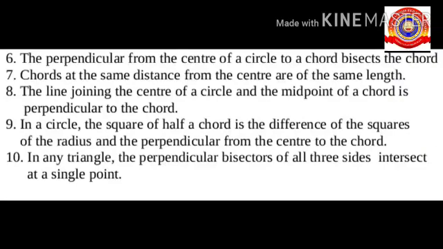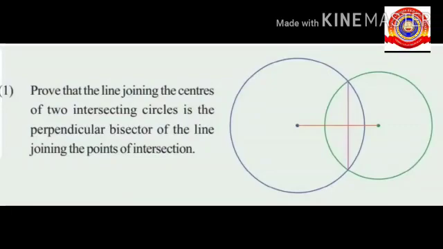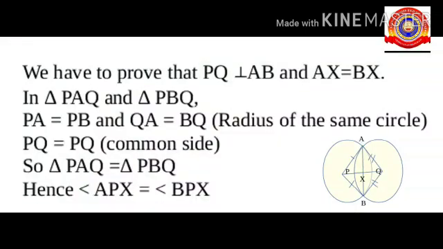Did you understand these properties related to circles? Let's start our chapter from the questions on page numbers 68 and 69. The question says we have to prove the line joining the centers of two intersecting circles is the perpendicular bisector of the line joining the points of intersection. Right. We have to prove PQ is perpendicular to AB and AX is equal to BX.